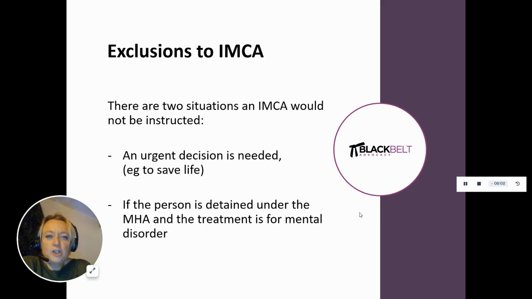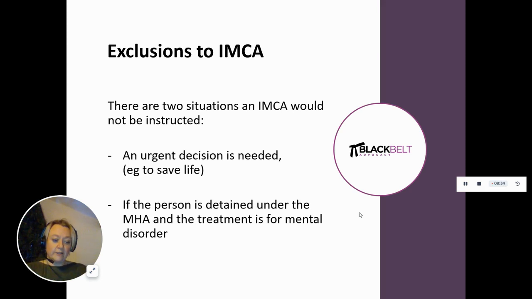Okay, the two exclusions to IMCA. This is where the treatment being proposed or administered is classed as serious medical treatment, but the exclusions mean that you don't need to appoint an IMCA. An obvious one is where it's urgent. So if the person's in A&E or emergency care has to be administered to save that person's life, then they are not going to stop that process in order to consult an IMCA. Of course not. So that's just a very sensible exclusion.